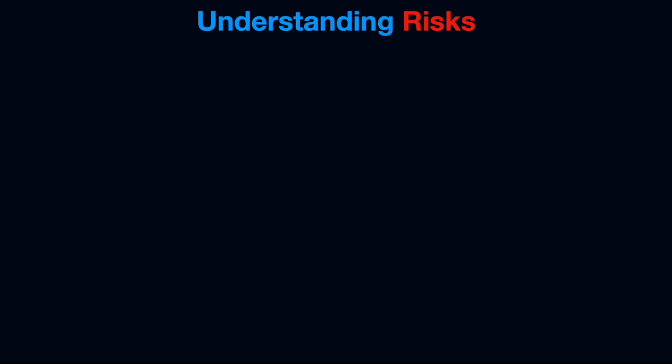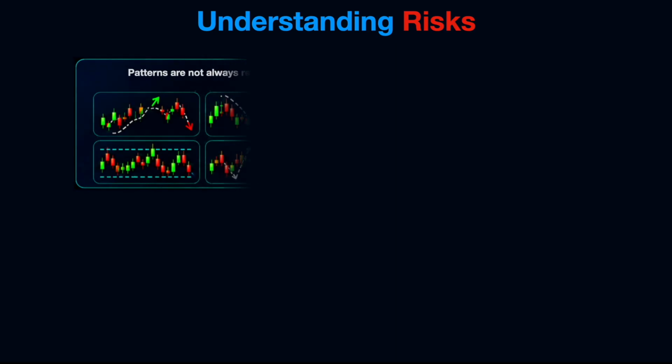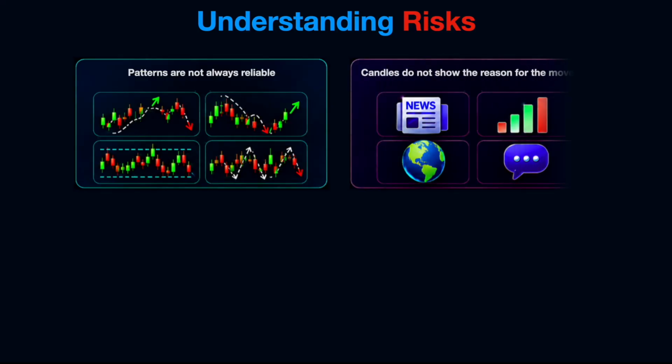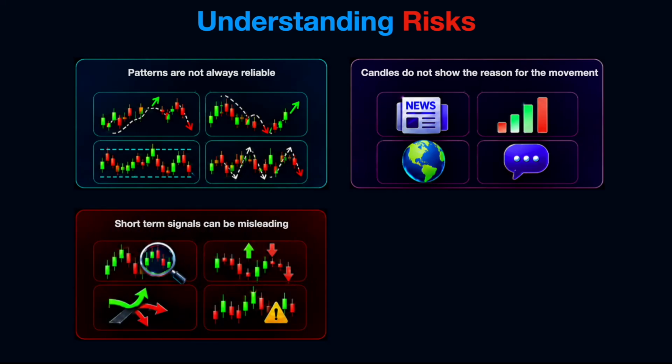Now, let's take a look at understanding the potential risks while using candlestick charts. Candlestick patterns can be helpful, but they are not always reliable. A pattern may look like it is predicting one direction, but the price can still move the opposite way. Candles also do not explain why the price moved. News, economic events, market sentiment, company updates, and global events can all affect price movement in ways that a candle alone cannot show. Short-term signals can also be misleading.